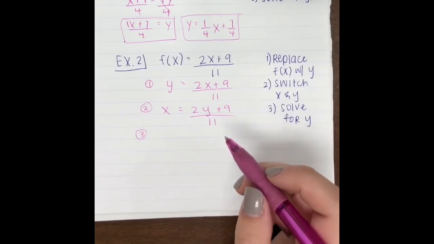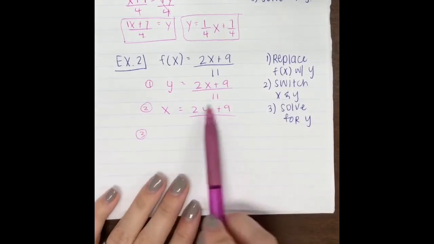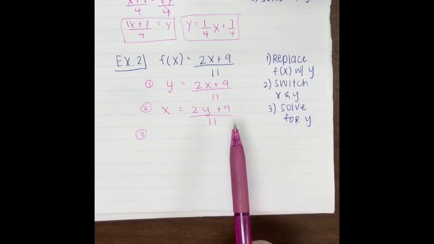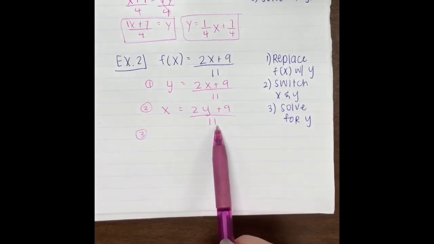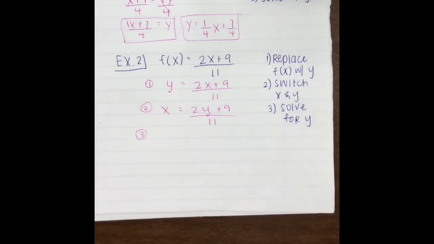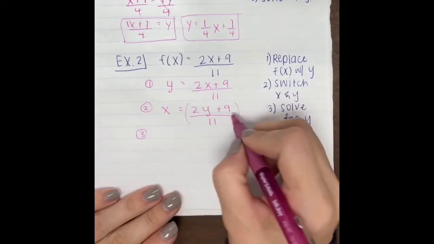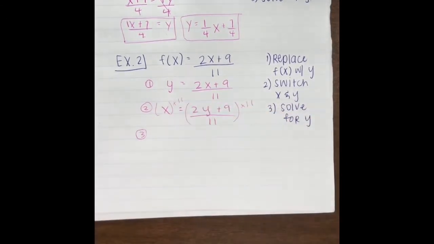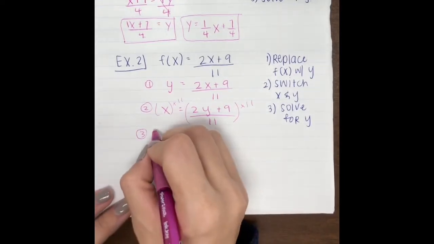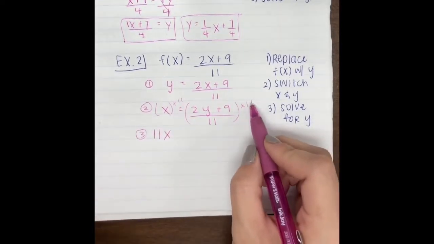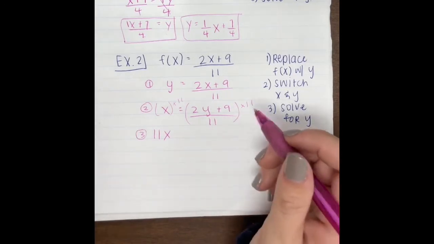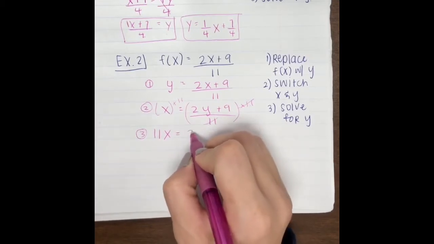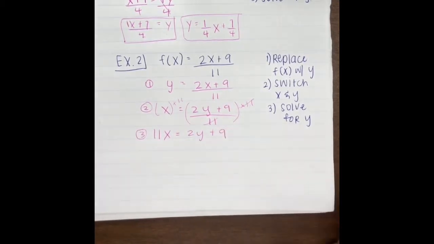So in order to get y by itself, we have a fraction here. So I want to go ahead and make it not a fraction anymore. I want to cancel out this divided by 11. That's the part y'all don't like, right? It's fractions. So let's cancel it out by doing the opposite of dividing by 11, and we're going to multiply by 11. Okay, so 11 times x would give us 11x. And then 11 divided by 11, right? If you're multiplying by 11, divided by 11, they cancel out. So we get 11x equals 2y plus 9.